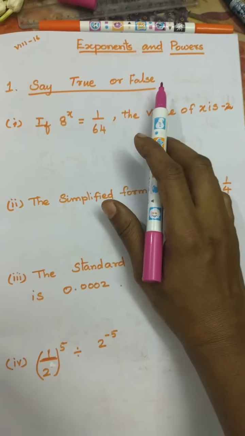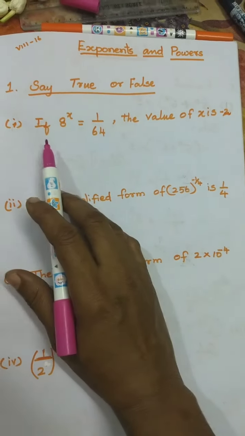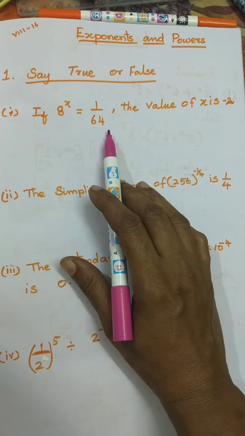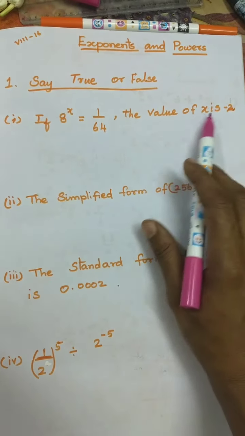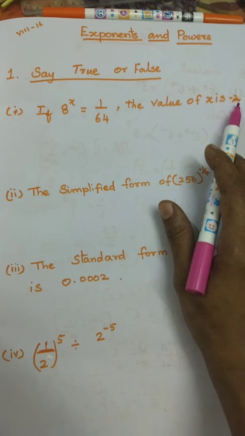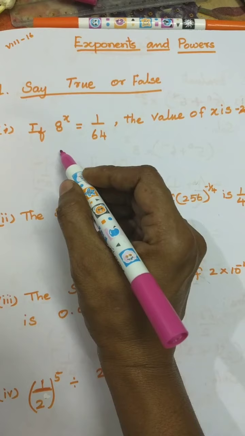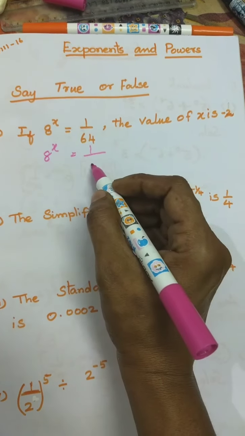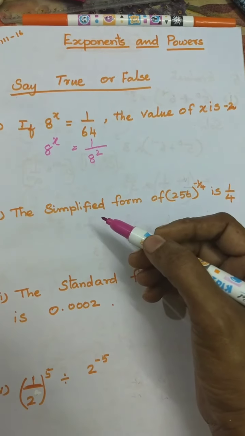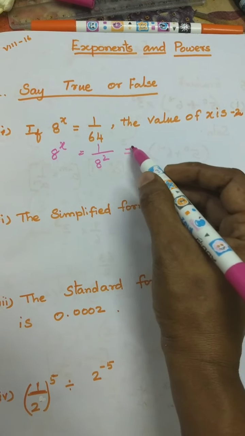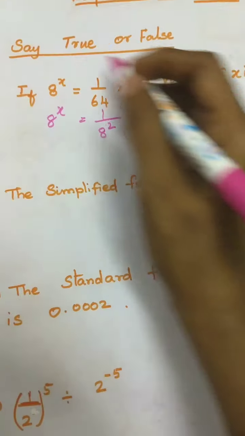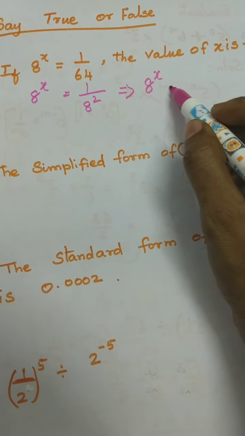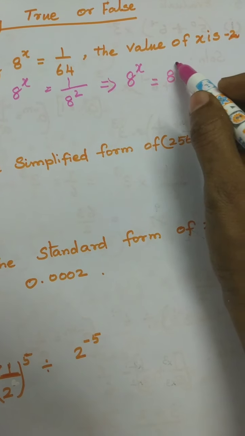Say true or false. First one, if 8 power x is equal to 1 by 64, then the x value is minus 2. Is it right? We shall do and see. 8 power x is equal to 1 by 8 square, isn't it? You can write like this. Then you can write this as 8 power x is equal to 8 power minus 2.